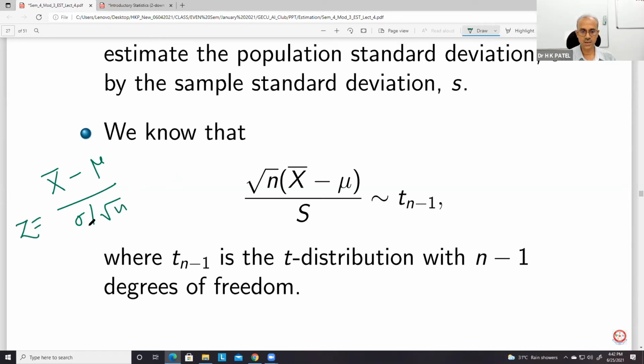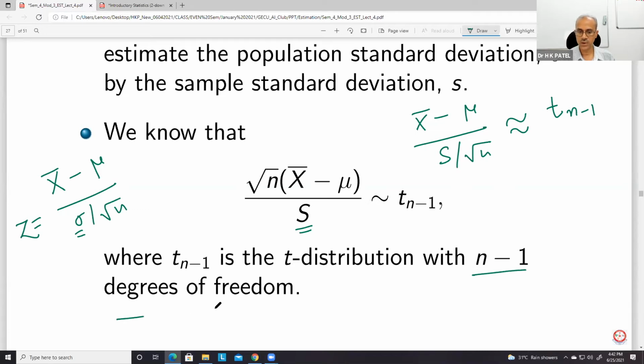So when sigma is not known, we use s in place of sigma, and so it becomes x bar minus mu upon s upon root n. And we have seen that this is actually a T curve or T distribution having degrees of freedom n minus 1. So this n minus 1 is the degrees of freedom.